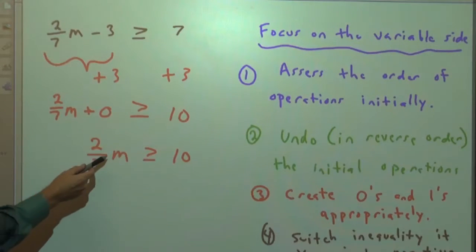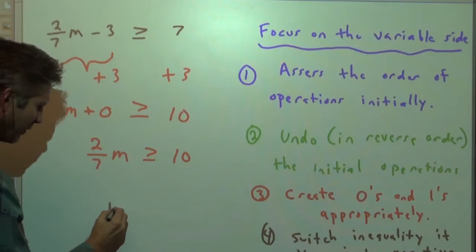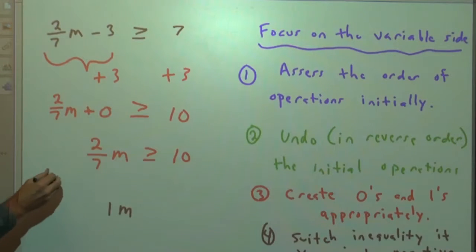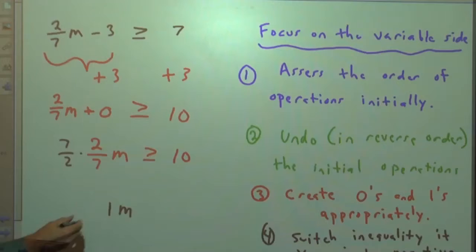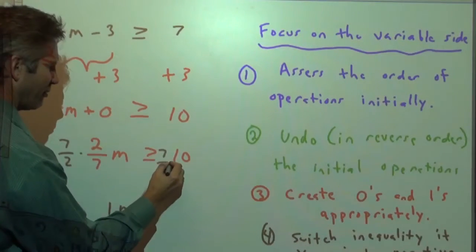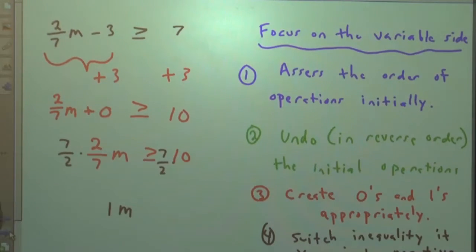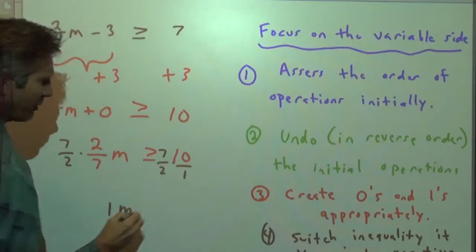When a number is being multiplied by m, we'd like to create a 1m. Easiest way to create a 1, multiply by the inverse. We know that gives you 1. Then do the same thing on this side. I'd prefer to multiply on the left side just as a purist. But anyways, here we go. I'll put that over 1.